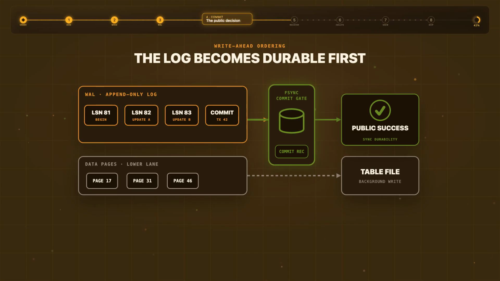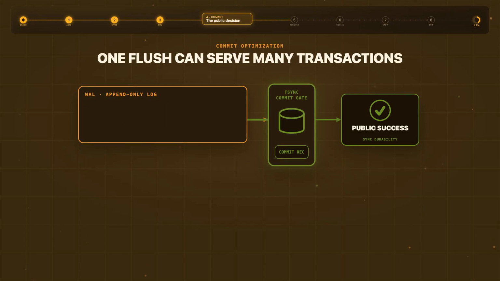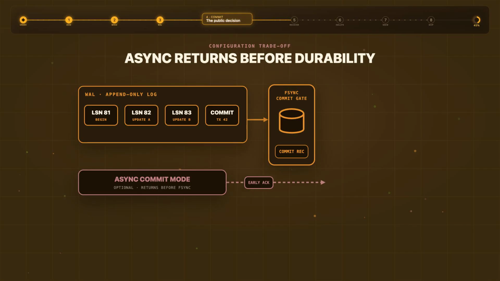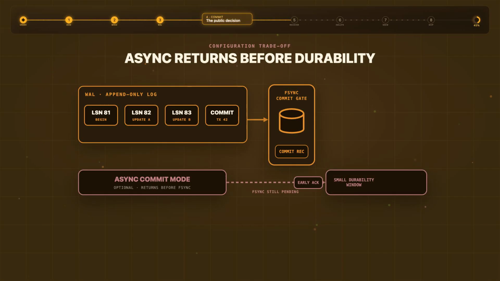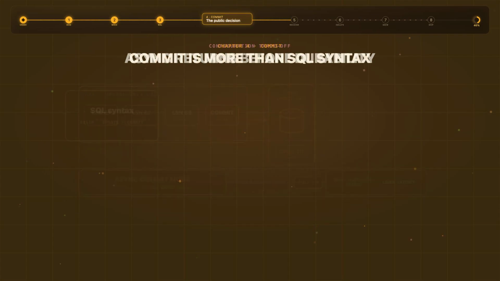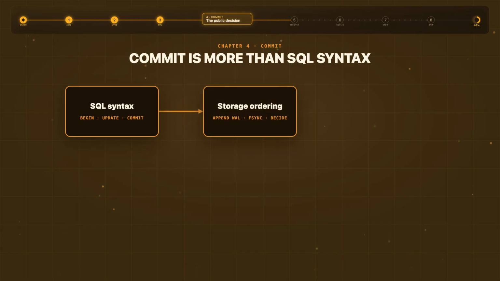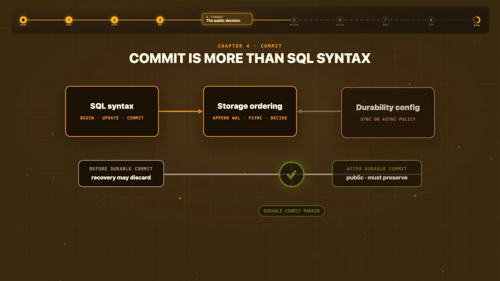Notice what did not have to happen first. Every modified table page did not need to be flushed to its final location. The log became durable first. The slower page writes can follow. Real systems optimize this boundary. Several transactions may share one physical log flush, a technique called group commit. And some databases offer asynchronous commit modes that return earlier, trading a small window of durability for lower latency. So, commit is not merely the last line of your SQL block. It is a storage ordering protocol, and its guarantees depend on configuration as well as syntax.